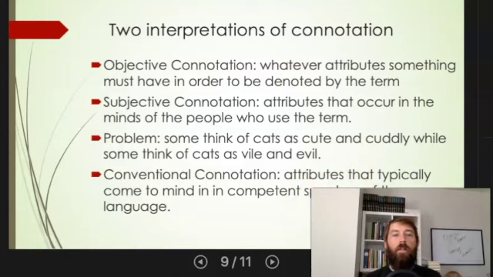The conventional connotation is attributes that typically come to mind in a competent speaker of the language. So this is the definition of connotation that our book is going to use, and I'm going to go with that for our purposes. So connotation refers to attributes or qualities that typically come to mind in a competent speaker of the language.